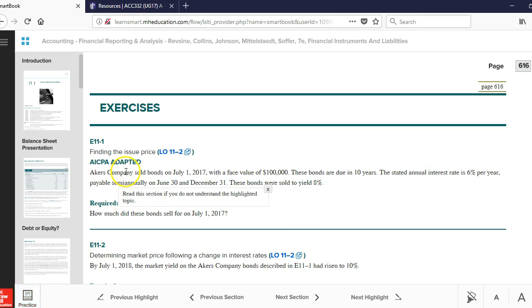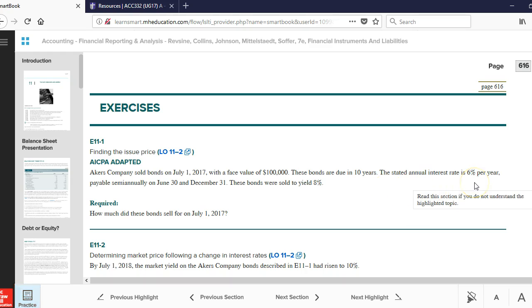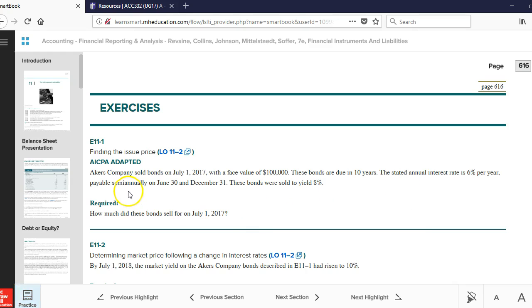So the first one is Akers Company sells bonds on July 1 of 17, face value of $100,000. Bonds are due in 10 years. Stated interest rate is 6% per year. Remember that stated rate is the rate stated literally on the bond contract, and that's the amount used to calculate the cash paid in interest. Payable semi-annually, that means twice per year, on June 30 and December 31, and the bonds were sold to yield 8%. So that was the market rate of interest the day that the bonds were actually sold to outside third parties. So the question is, what would they sell for on the day they were sold, July 1, 17?